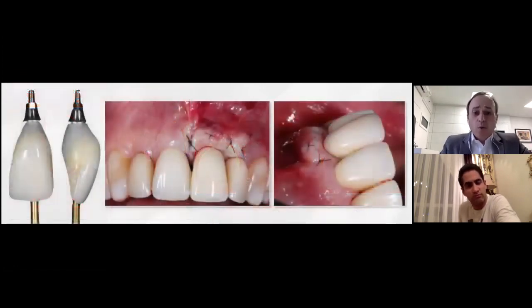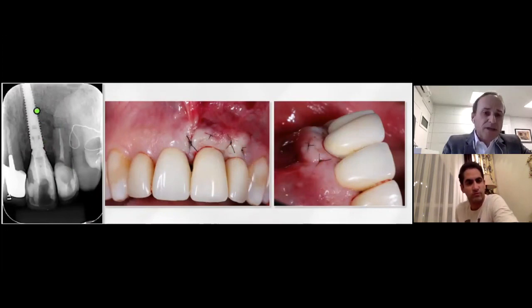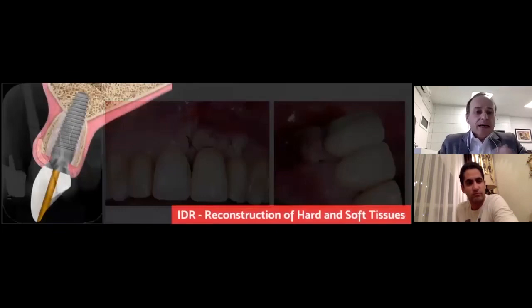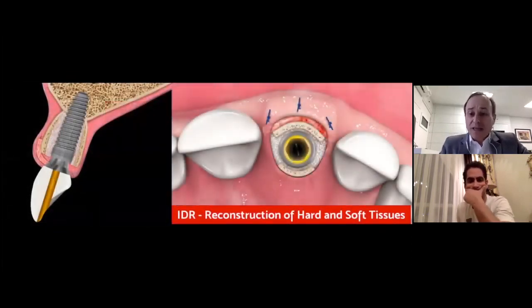We performed here the provisional restoration using the same porcelain crown from the patient. We just realigned the cervical area using composite resin, and this is the immediate post-op. No bleeding, nothing. This is the immediate x-ray. Take a look at the amount of bone that was reconstructed between the implant surface and the root surface right here. And through this illustration, you can see better what we did.